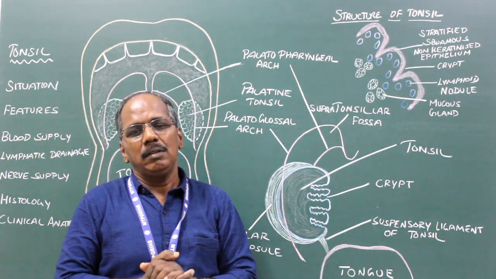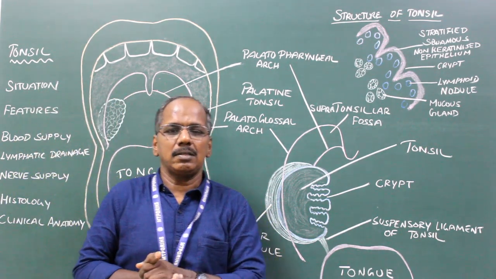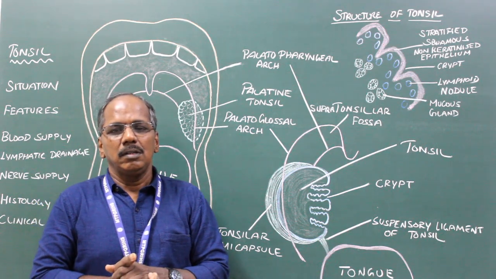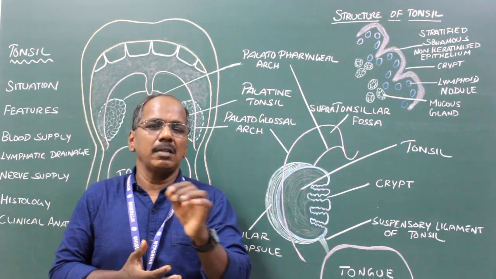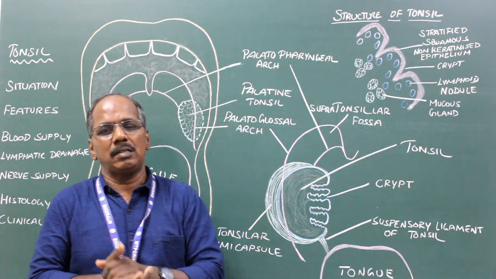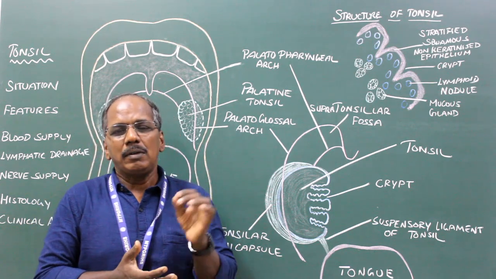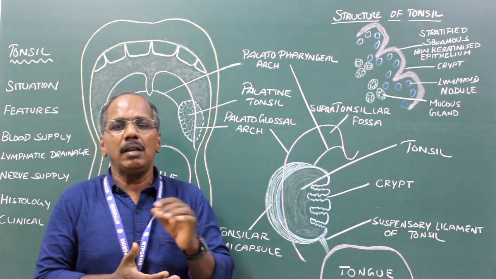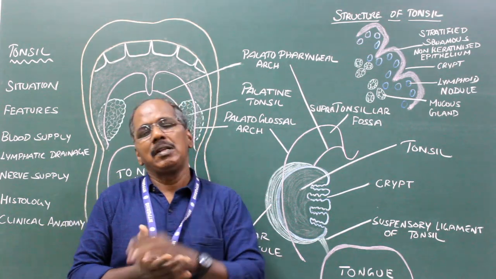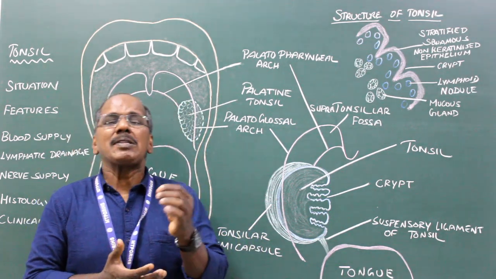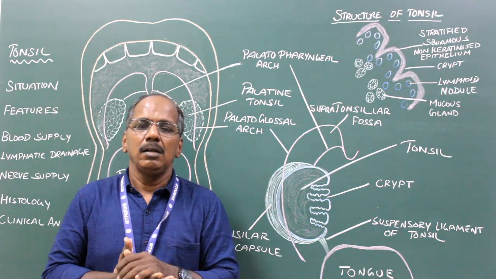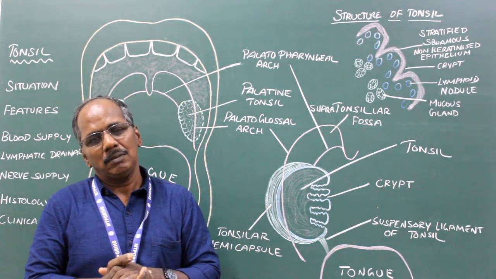Clinical anatomy. Tonsillitis. Inflammation of the tonsil is known as tonsillitis. Acute tonsillitis is very common in school-going children. It is rare in infants and elderly people.